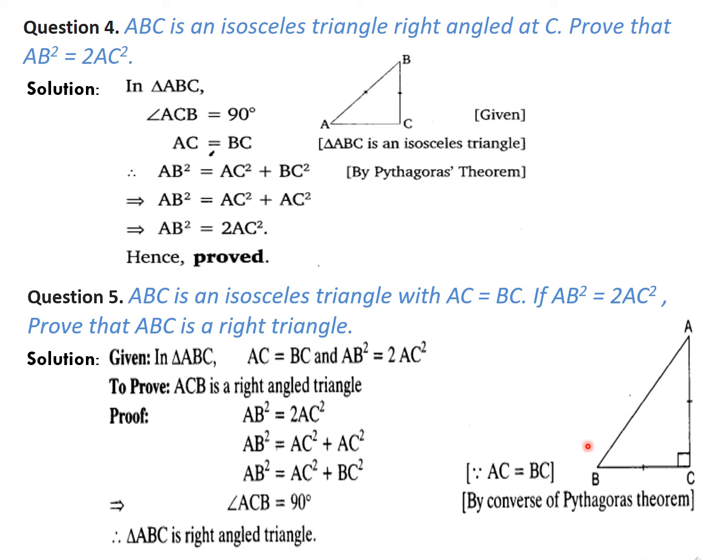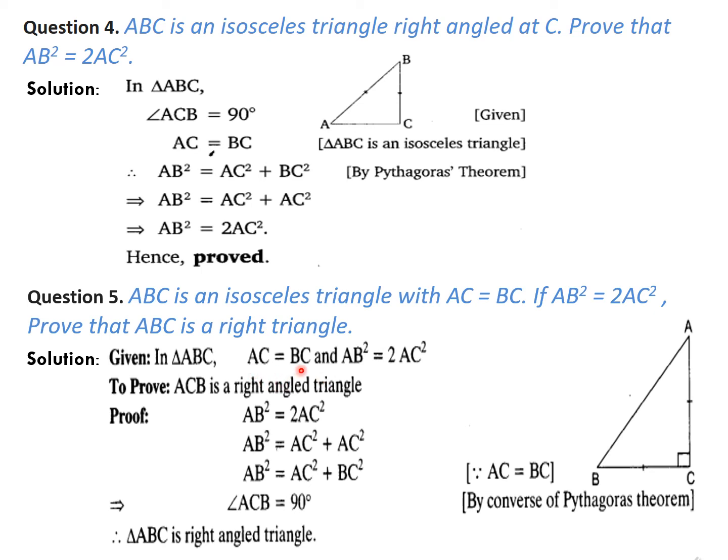So in this triangle, we have a triangle which is isosceles in nature. Here it is given AC is equal to BC. We have to prove AB square is equal to twice of AC square. It is actually given, and we have to prove that it is a right angle triangle. This question is the exact opposite to the previous one. So let us write down whatever information we have.